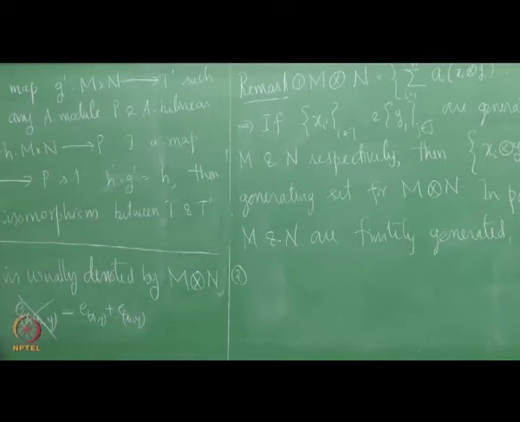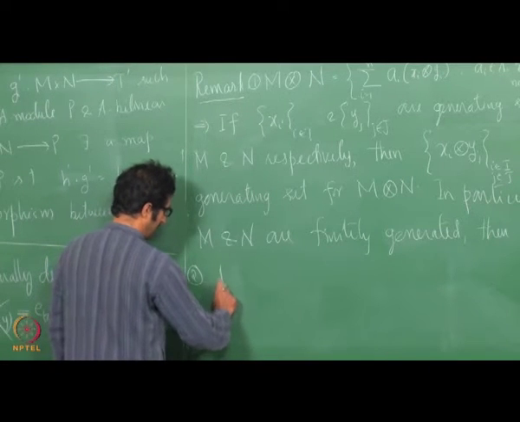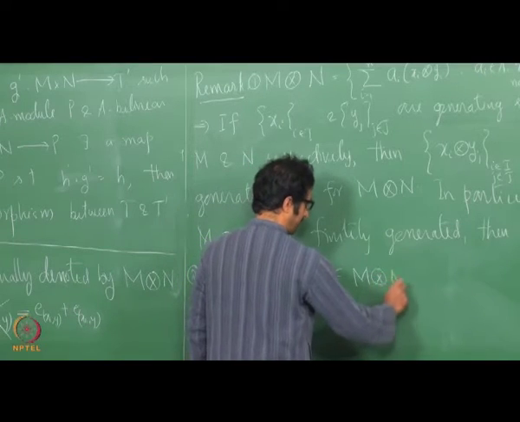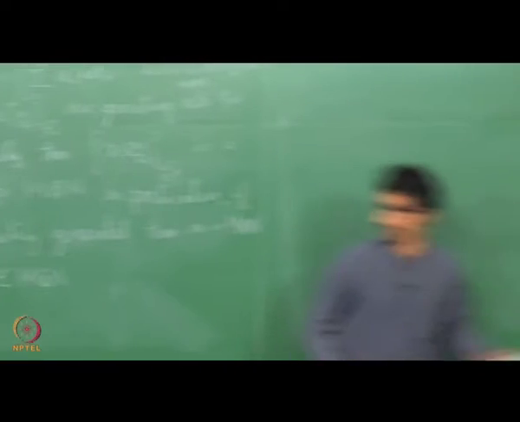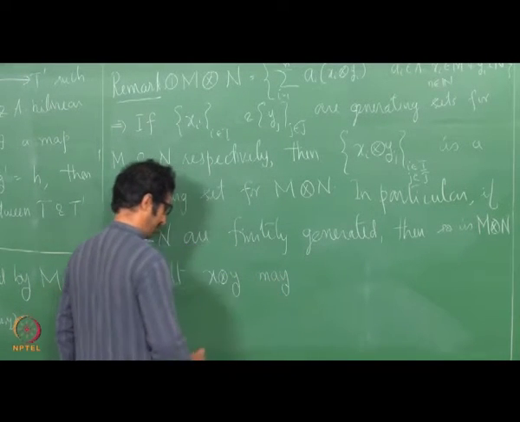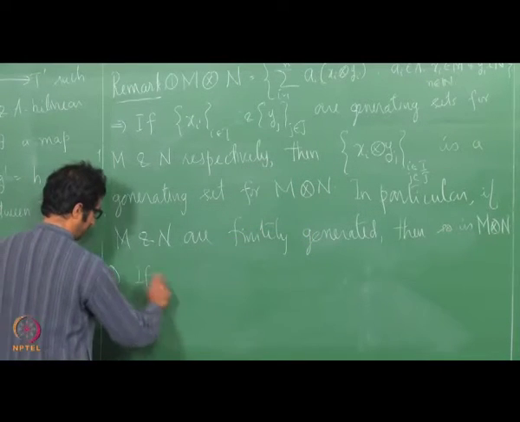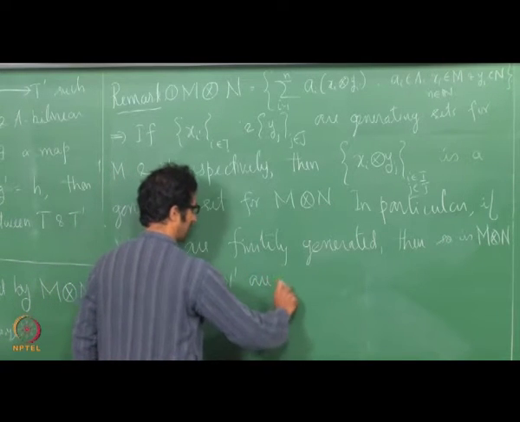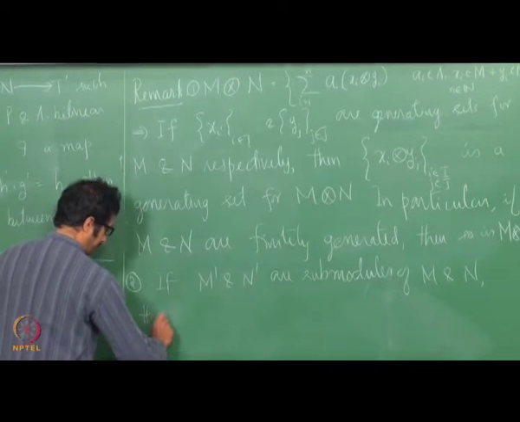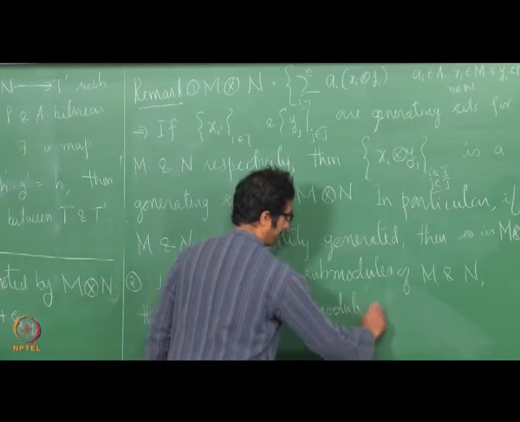But that is not the case for modules. For example, take an element x tensor y in M tensor N. Let me write it like this: if M prime and N prime are submodules of M and N, then M prime tensor N prime is a submodule of M tensor N.